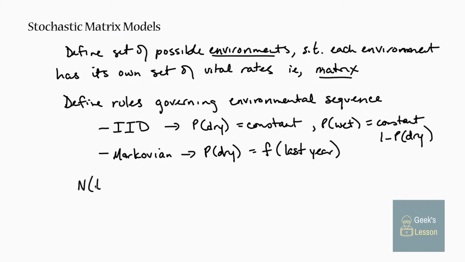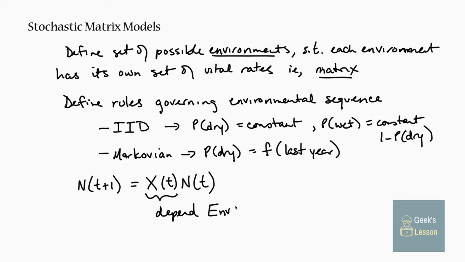For n at time t plus 1, where n is your vector of the number of individuals in each stage or age class, you're going to project forward based on some matrix of vital rates times whatever the population vector was at that time. And you're going to draw these. The matrix you use, x at t, is going to depend on the environment you drew at t.